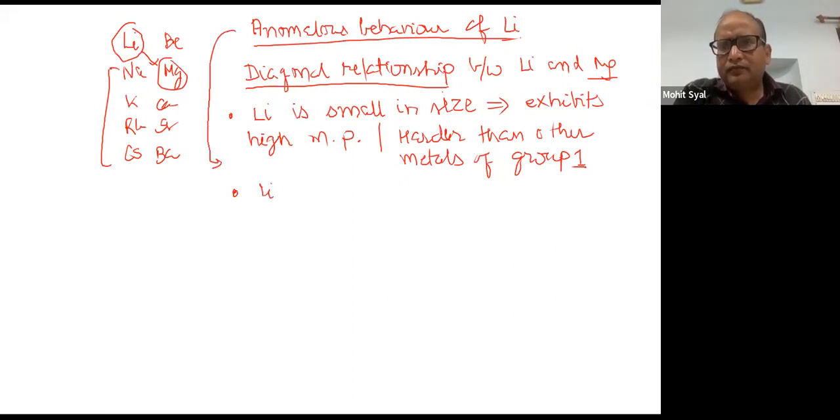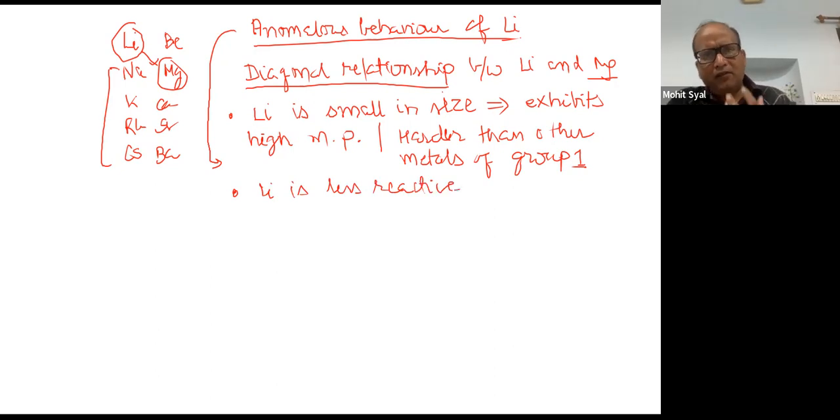Lithium is very less reactive, or we should say only less reactive, okay, as compared to other alkali metals. The reason is the same: because of the small size, the atoms are attracting each other very strongly, and in order to react, you have to separate each and every atom. Okay, then they can react easily. But if they are not getting separated from one another easily, means what? Means the reactivity is low.